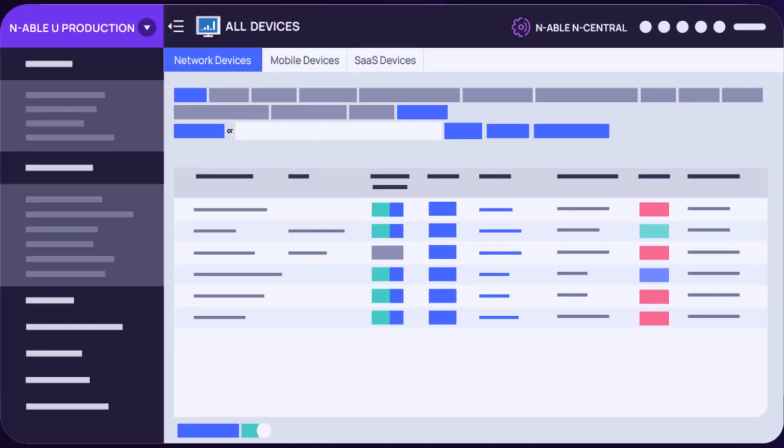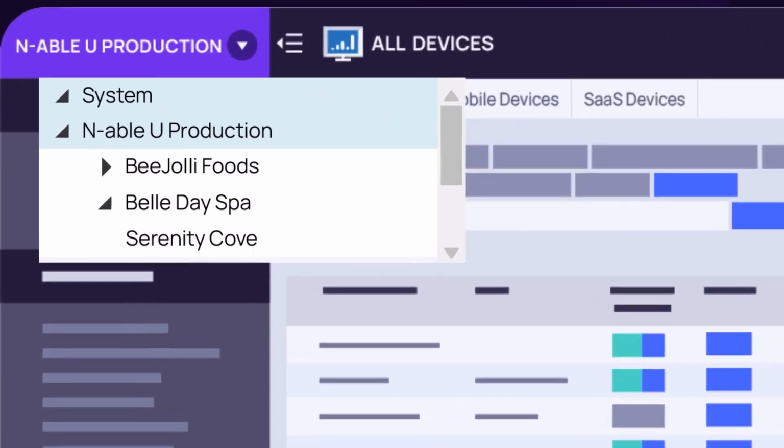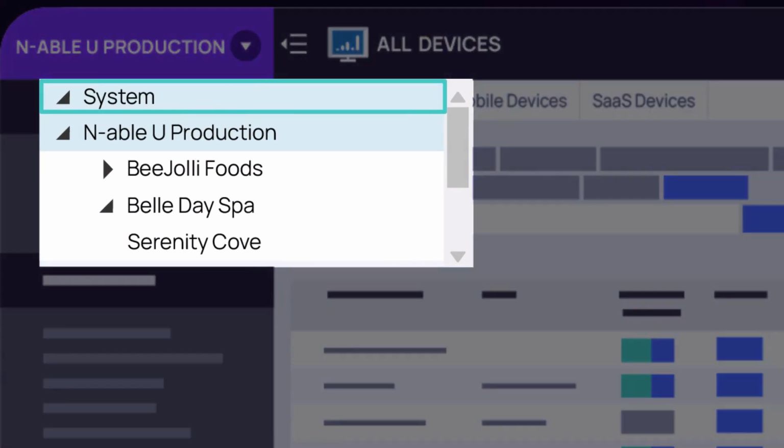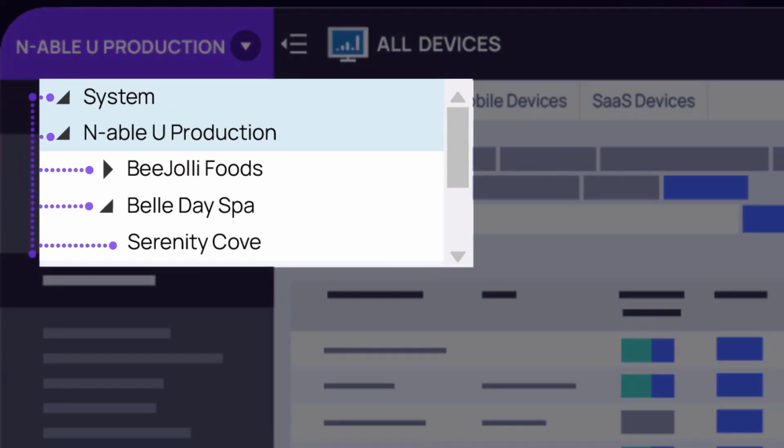MSP Manager integration is available at the system and service organization level in Enable and Central. It affects all downstream customers and sites.